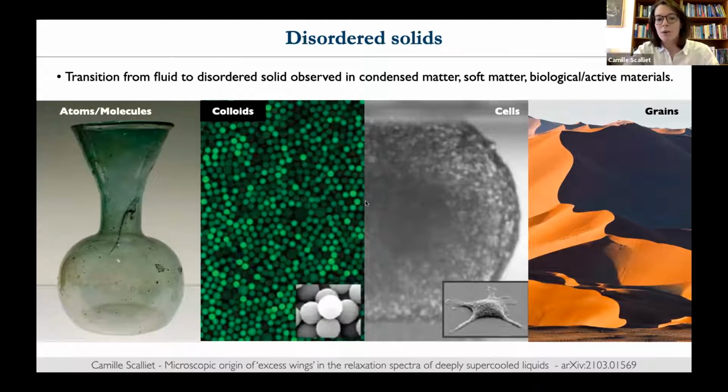And this week we heard also a bit about biological or active matter. And to me, these densely packed cells are actually disordered systems, and they form tissues that you can see here can be solid and squished between two plates. And in all these examples, by compressing or cooling the system, its dynamics becomes increasingly slow, and eventually the system falls out of equilibrium and becomes stuck in an amorphous solid.